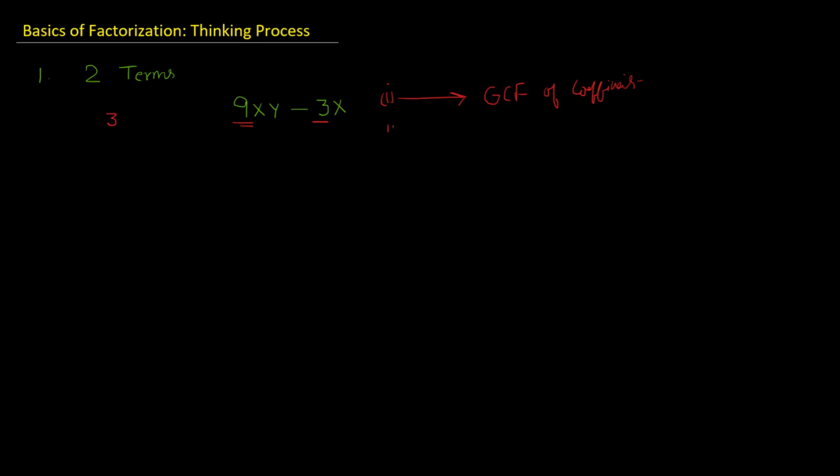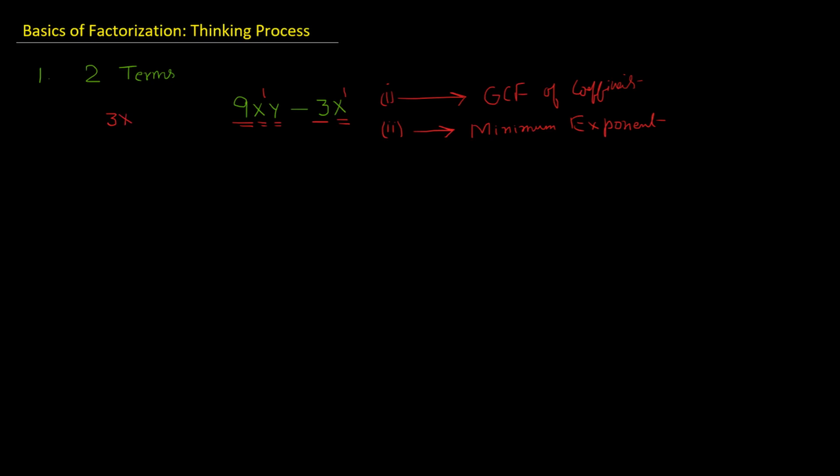Now the second thing is, as I have already explained, when there are a few bases, like x is a base, y is a base, we can take only the minimum exponent common from these two, or any number of terms. So what is the minimum exponent? We have x here, we have x here. The exponent of x is 1 here and 1 here. y is not in the second term, so we don't worry about y. Only we can take x common. So the minimum exponent of x is 1, so we can take 3x common.